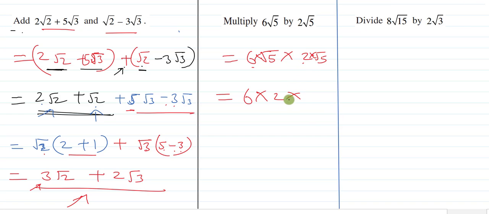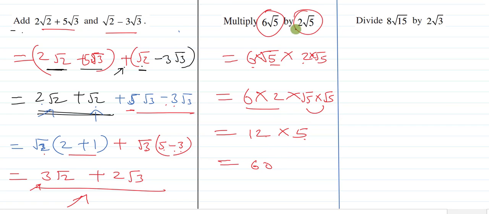We know that multiplication is commutative. Commutative means we can change the places. So here root 5 into root 5 will be there. 6 into 2, 12. Root 5 into root 5, it will be 5. 12 into 5, 60. These were irrational numbers. Multiplication of irrational numbers for this example came as a rational number. 60 is a rational number, right?